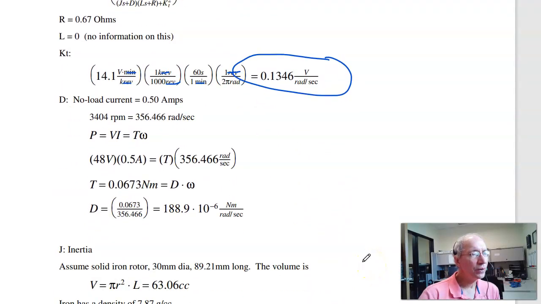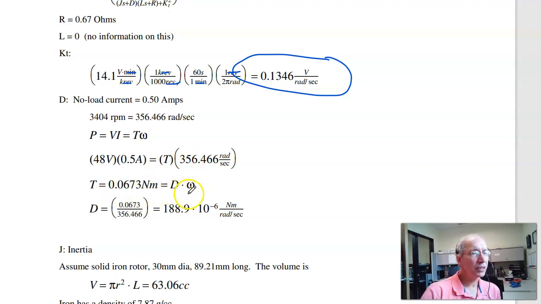D, you kind of have to back into. The no-load current is 0.5 amps. There is current coming in, so there's power being dissipated. That has to be the friction. So 3404 RPM is 356 radians per second. Power is volts times amps, which is torque times speed. I've got 48 volts drawing 0.5 amps. That's the power coming in. That must be the power going out. So friction amounts to 0.0673 Newton meters.